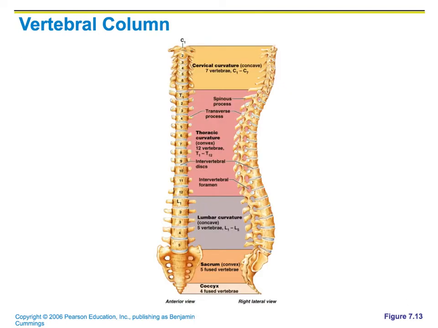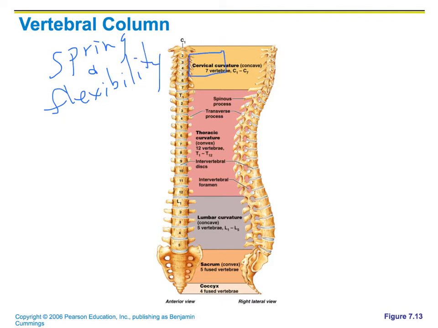We discussed for a good while the different curvatures of the spine, which provide a spring and flexibility to the support of your back and your upper body. The first curvature is called the cervical curvature, followed by the thoracic curvature, followed by the lumbar curvature, followed by the sacral curvature.